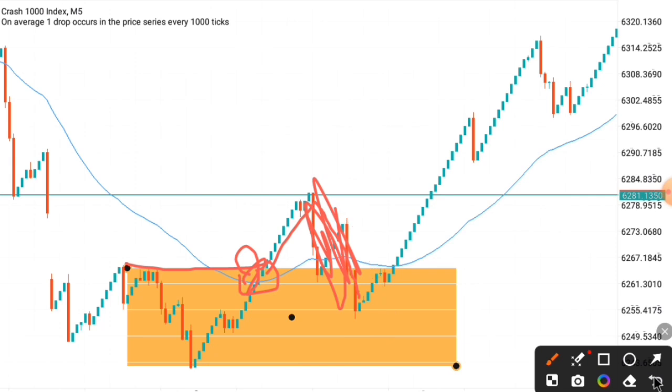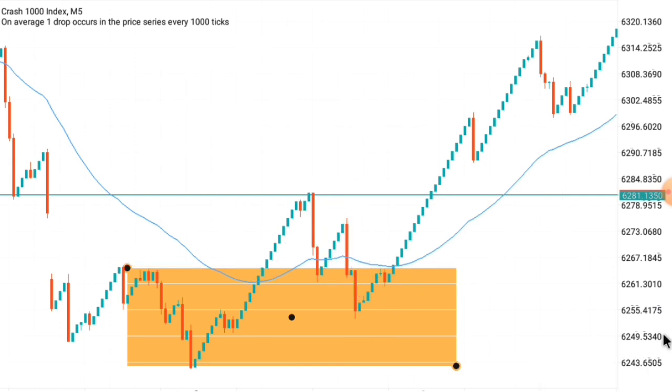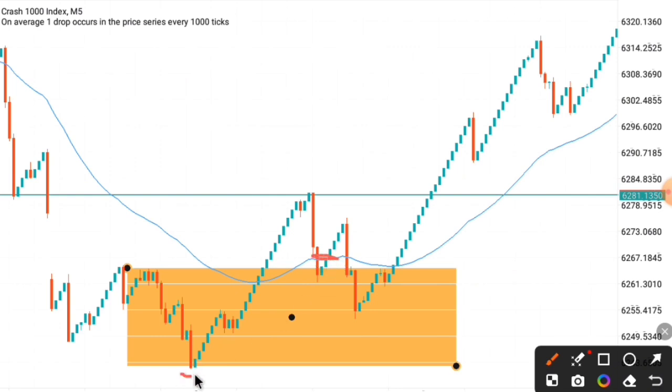So you can see what happens here. Price comes here and then breaks, starts moving above the moving average. You can see that. So you could have entered at this point. When you enter at this point, below this low should be your stop loss. Alright? That should be your stop loss.